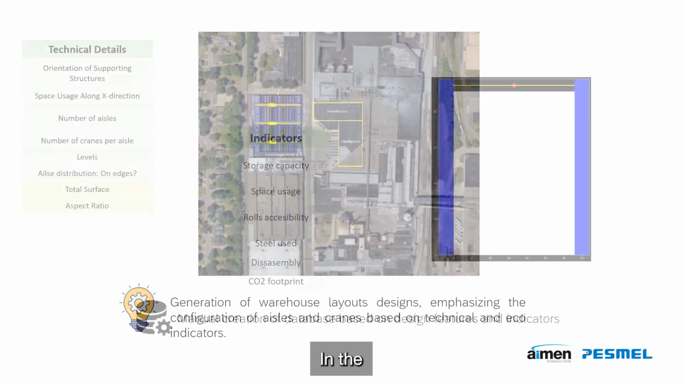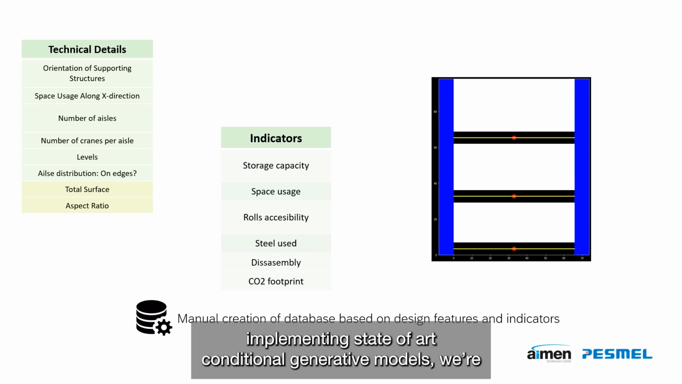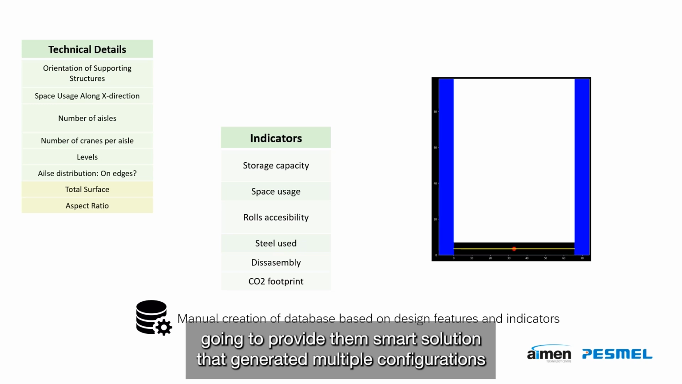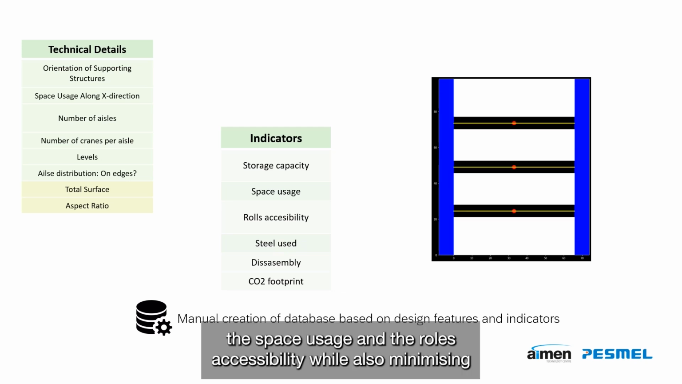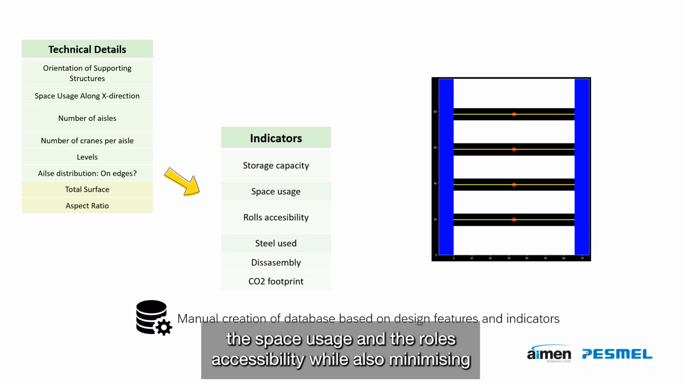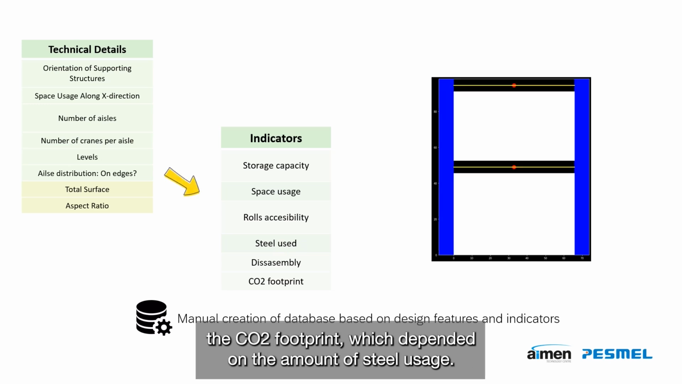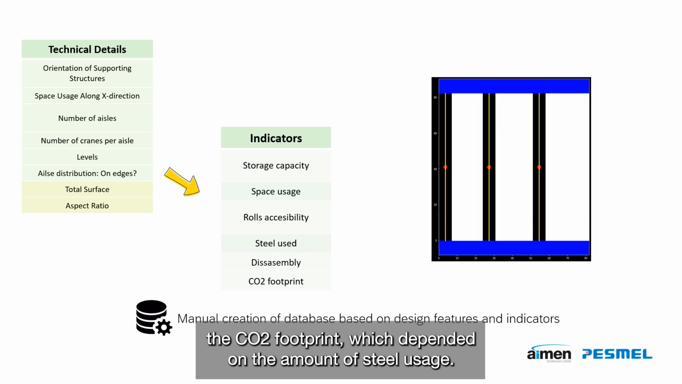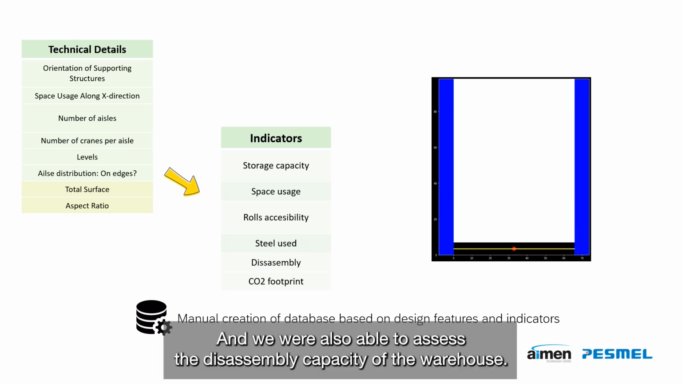In the present task, by implementing state-of-the-art conditional generative models, we could provide a smart solution that generated multiple configurations to enhance the storage capacity, the space usage, and the rows accessibility, while also minimizing the CO2 footprint, which depended on the amount of steel usage. And we were also able to assess the disassembly capacity of the warehouse.